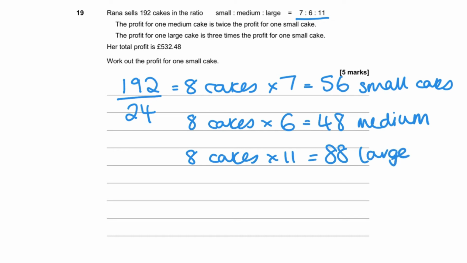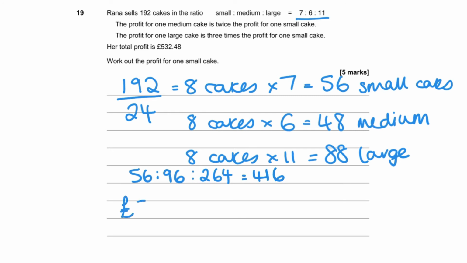So now we can have a look at the profits. So if the profit of one medium cake is twice as much as the profit for one small cake, and the profit for one large cake is 3 times the profit of one small cake, our ratio for the profit is going to be 56 to 2 lots of 48, which is 96, to 3 lots of 88, which is 264. So those 3 total to make 416. So these are the parts that we need to split the profit into.